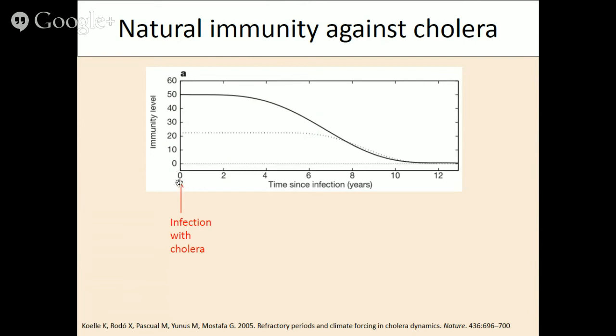Here we can see the first infection, and then these lines are showing the level of immunity provided for the classical strains of cholera. And here is the El-Tor strain of cholera. So you can see that one strain is providing a low immunity, but for a long period, and the other strain of cholera is providing high immunity for a shorter period. And this is happening in natural conditions.